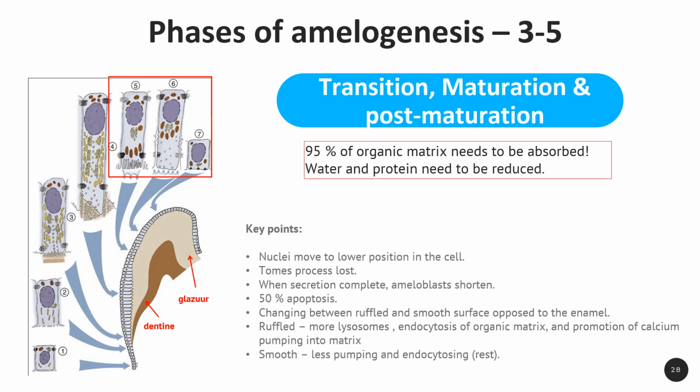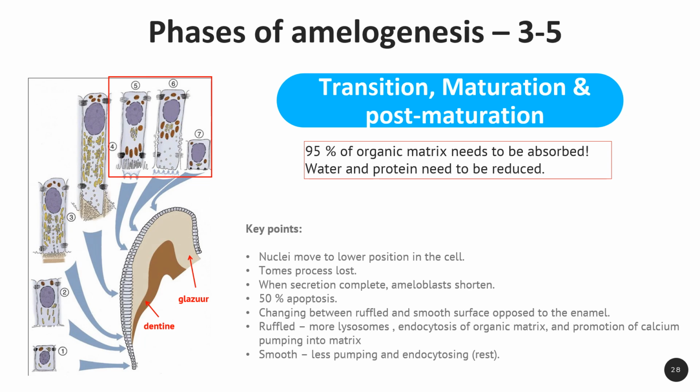And then moving into the last phases of amelogenesis, phase 3 to 5, so also 5 to 7 in this diagram, transition, maturation and post-maturation. So what do we mean by this? A substance which is made by cells, secreted, a precursor substance, is going to be way too soft to perform the function that enamel eventually needs to perform. So it needs to be adapted, it needs to be modified, dramatically modified. In order to do this, 95%, so that's the vast majority of the organic matrix which was secreted by the cells, needs to be absorbed. We need to remove the water, we need to remove the protein.